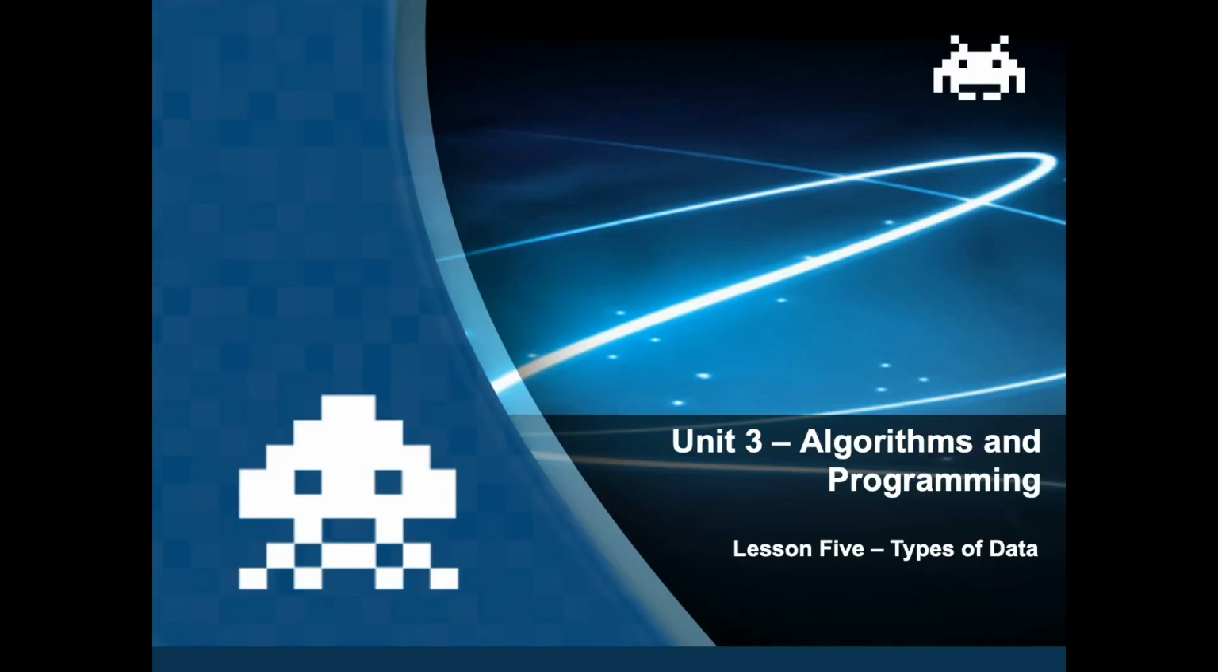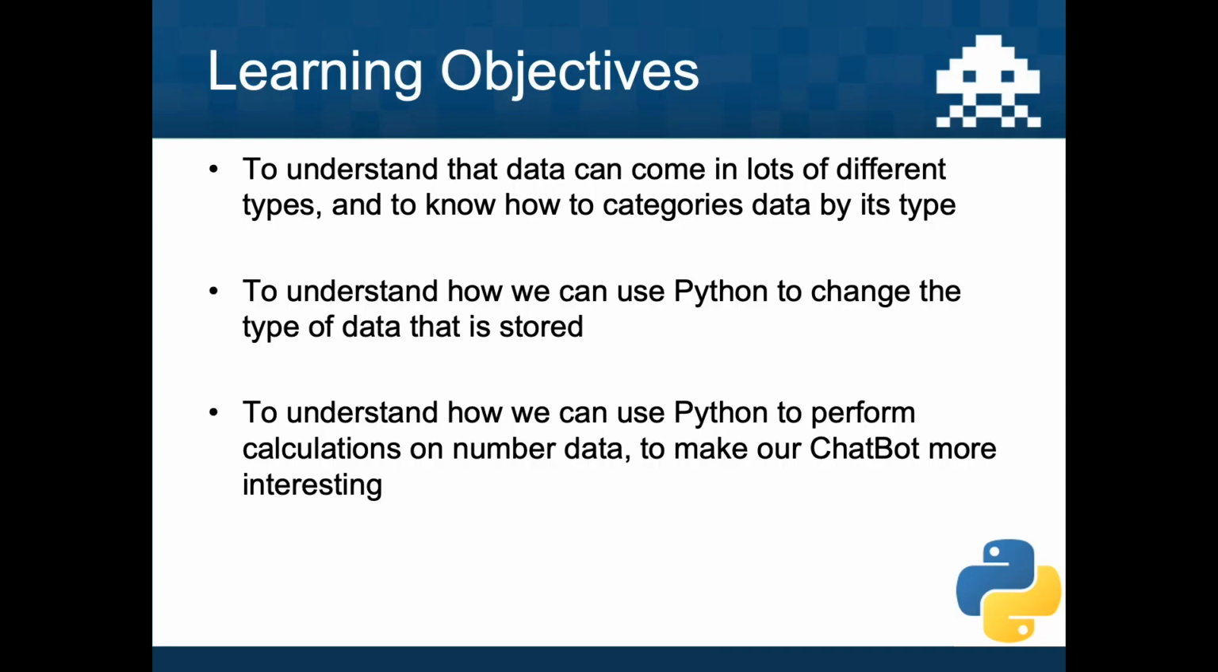As I mentioned, this is lesson 5 in what I call Unit 3 Algorithms and Programming, but in short, our basic introduction to Python programming unit. By the end of today, we're going to understand that data can come in lots of different types, and we're going to know how to categorize different types of data. We're going to understand how we can create and change these within Python, and from that, we're going to create a Python program to undertake a range of different calculations to make our chatbot from previous lessons a little bit more interesting.